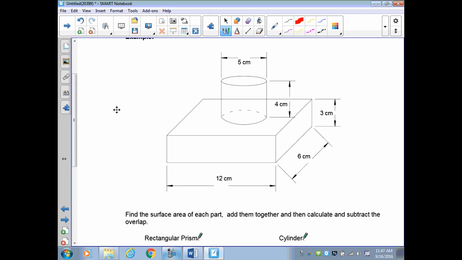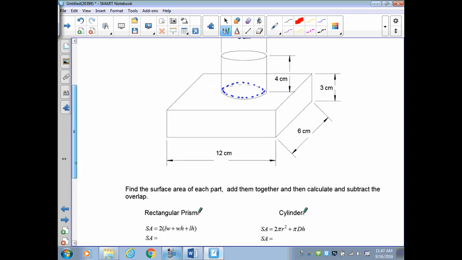Now let's take a look at this one here. We've got a cylinder and we have a right rectangular prism, a box. And you'll notice that right here I have a circle. Now that circle is the overlap, and we'll get to that in a moment. So first off, let's do the right rectangular prism.